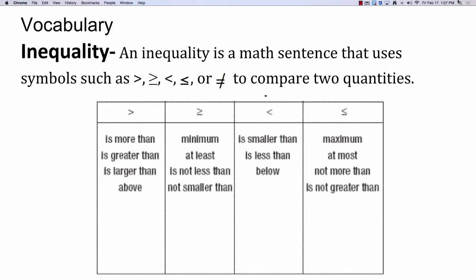Inequality, let's start by defining that. It's the first chunk on your notes. An inequality is a math sentence that uses symbols such as the 5 you see in front of you. You will need to fill in 2 of them. They're missing from your notes. To compare 2 quantities, you'll need to fill in a word as well.